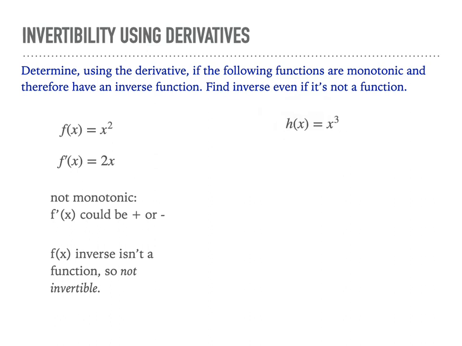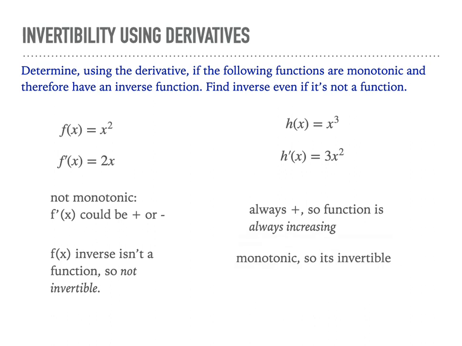Next up, we have h of x equals x cubed. Now, the derivative of h of x is 3x squared. And we know that for whatever x value we plug into the derivative, it will always be positive. So we know that the function is always increasing, aka the function is monotonic. And because we know the function is monotonic, we also know that the function is invertible, aka we also know that the inverse of h of x is also a function.